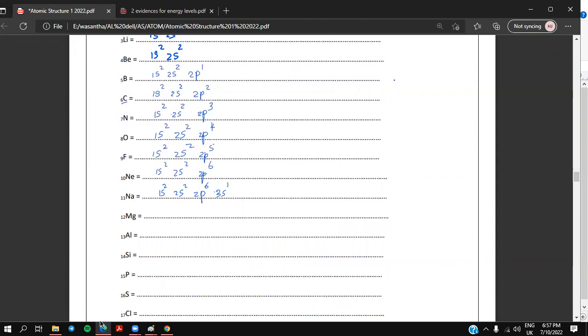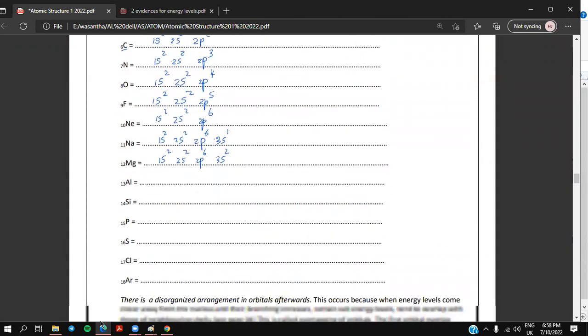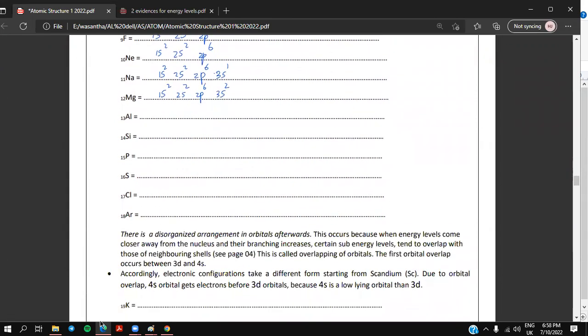Magnesium, 12 electrons. 1s2, 2s2, 2p6, and then 3s2. Now we go to aluminium, 13. 1s2, 2s2, 2p6, 3s. You can't have more than 2 electrons, so you write 3s2 and the next electron goes to 3p1. We have 13 electrons: 2 plus 2, 4 plus 6, 10 plus 3, 13.